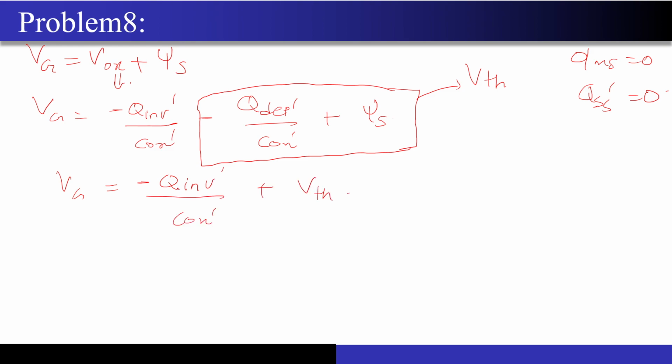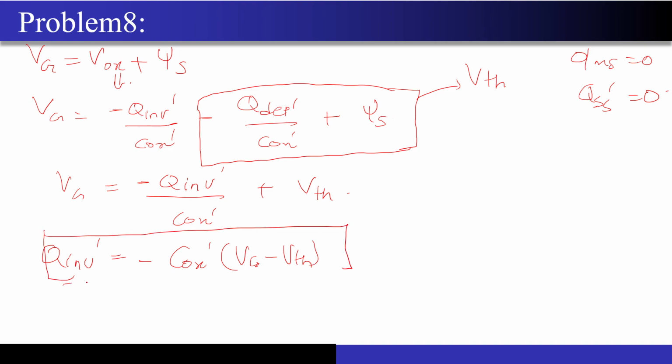Now Q inversion dash will be nothing but minus of Cox dash into Vg minus Vth. This is what I wanted, and that's why I did all this Ramayana and Mahabharat. This is the equation that I wanted, and again it's the same kind of equation, Q is equal to CV. You can clearly see this is nothing but the difference in the voltages, right?